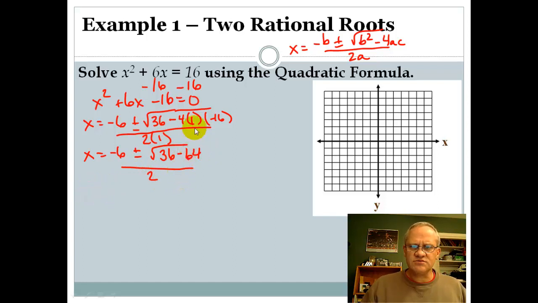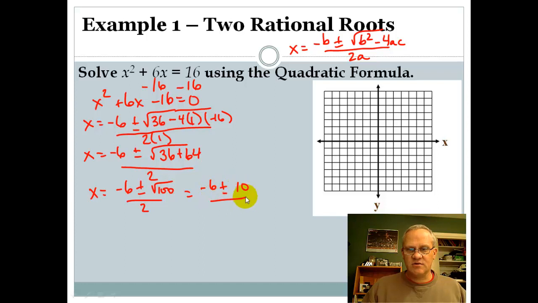Oh, you know what? I missed something here really quickly. See this, when we did negative times a negative, that makes this what? Plus 64. Sorry about that. And so this would be negative 6 plus or minus. What's 36 plus 64? That's 100 all over 2. What's the square root of 100? 10. So this is going to equal negative 6 plus or minus 10 all over 2.